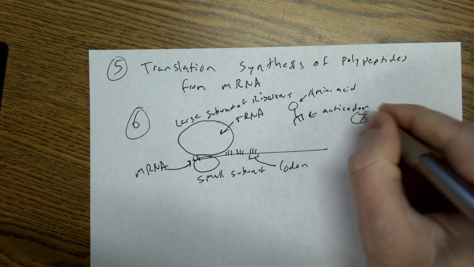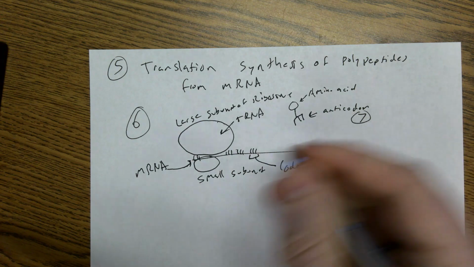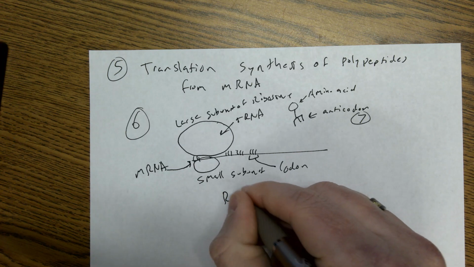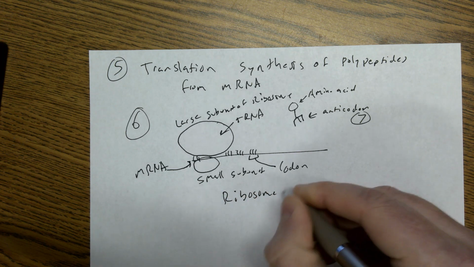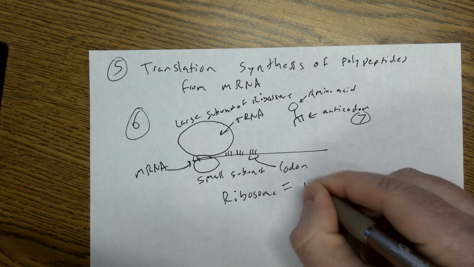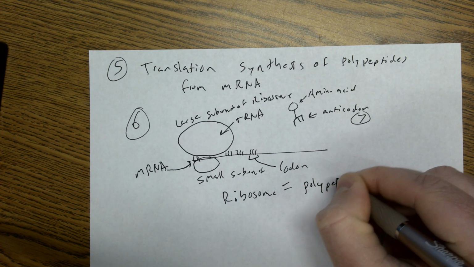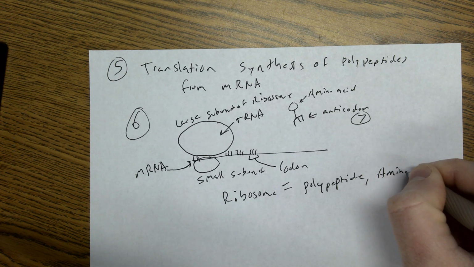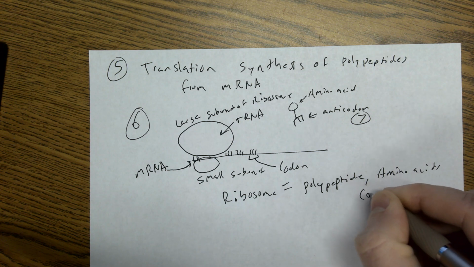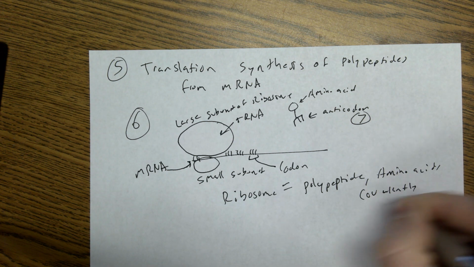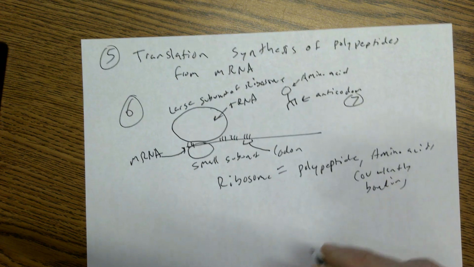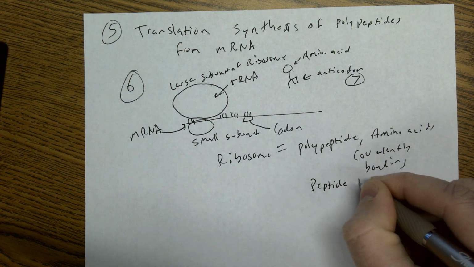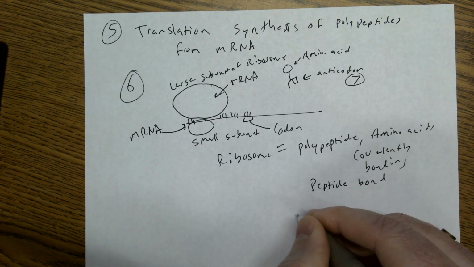That's standard 7. But basically, for the SL level, the ribosome is responsible for the polypeptide part. It is responsible for taking the amino acids and covalently bonding them. And that covalent bond has a special name because we're biologists, called a peptide bond. It's really just a covalent bond between amino acids.